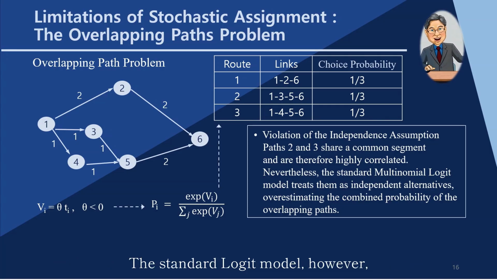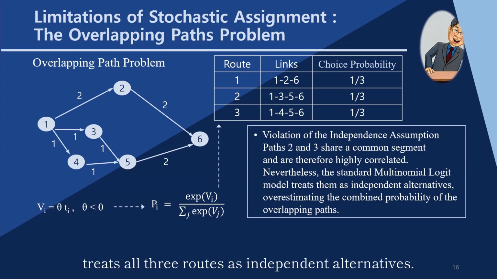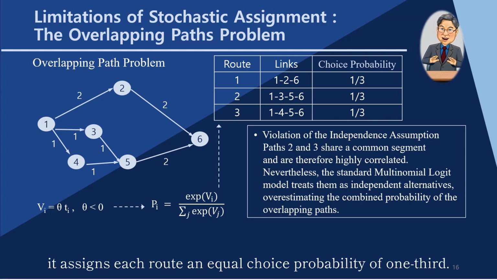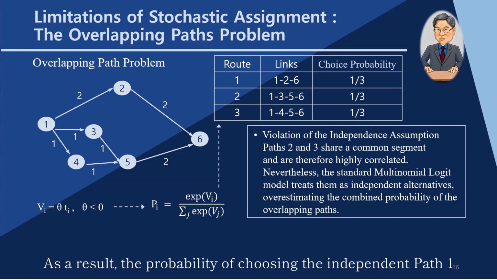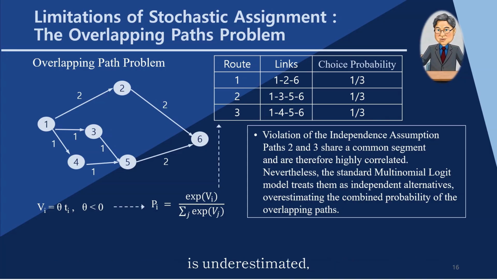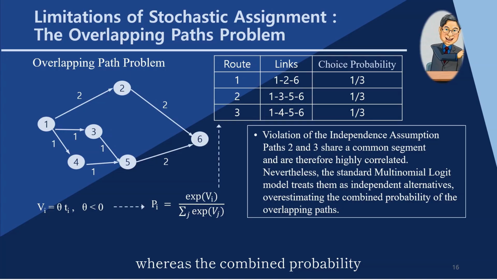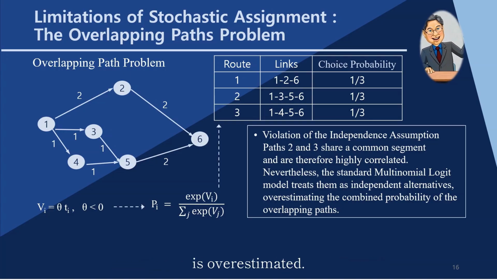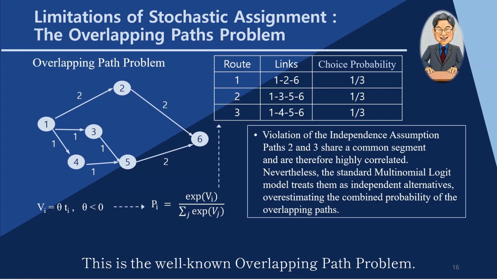The standard logit model, however, treats all three routes as independent alternatives. Since they have identical utilities, it assigns each route an equal choice probability of 1/3. As a result, the probability of choosing the independent path 1 is underestimated, whereas the combined probability assigned to the overlapping paths 2 and 3 is overestimated. This is the well-known overlapping path problem.